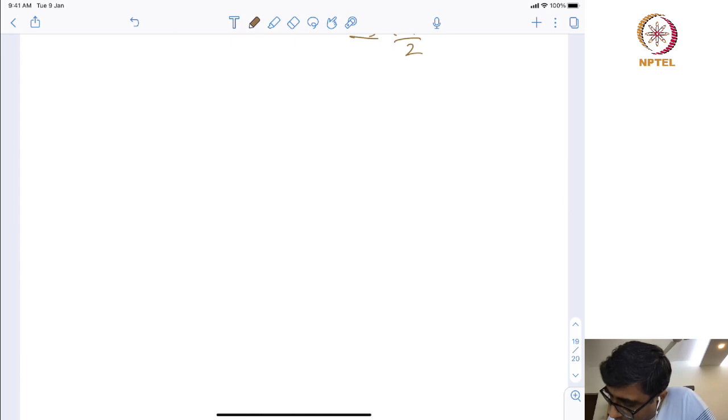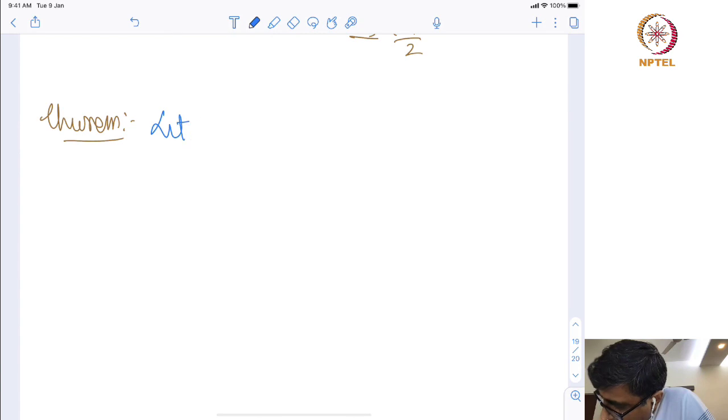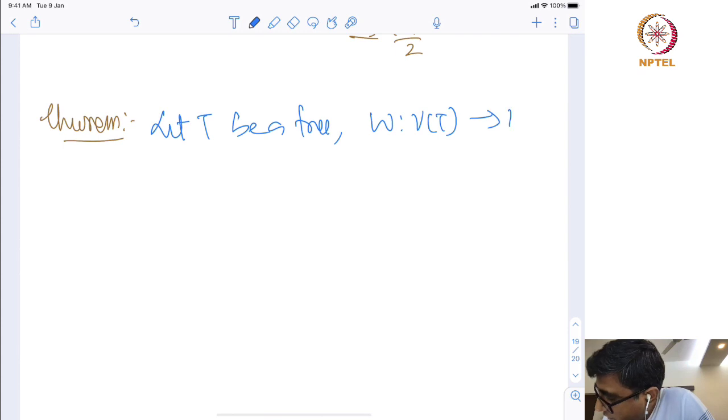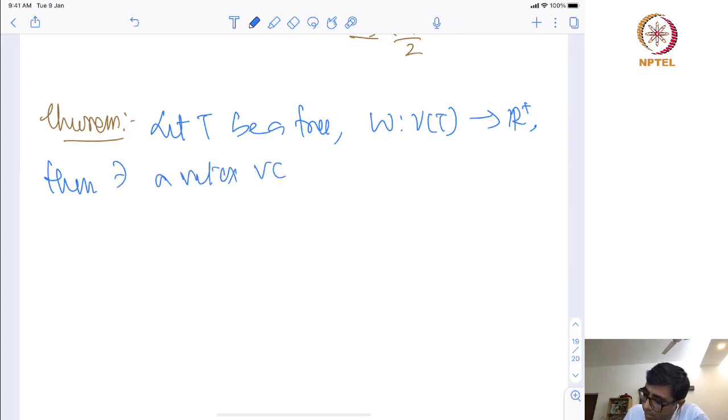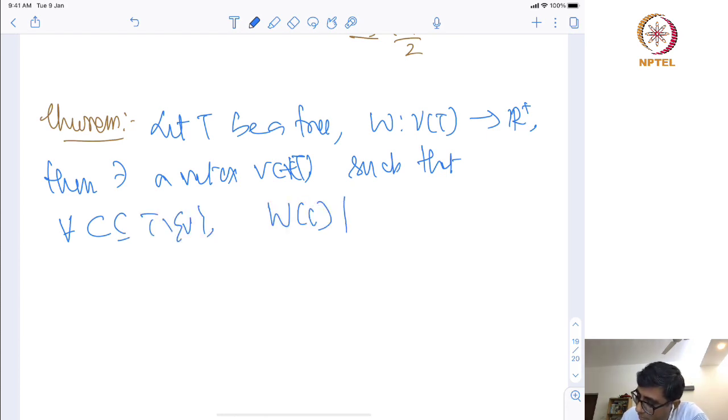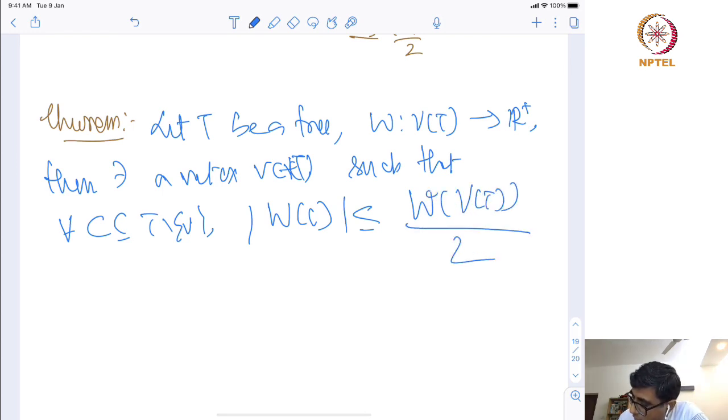So, here is our theorem. Let T be a tree and W be a weight function from the vertex set. Then there exists a vertex v in T such that for all components C of T minus v, weight of C is at most weight of the vertex set of T divided by 2. Proof.